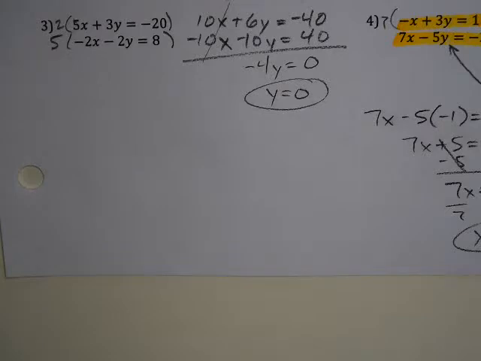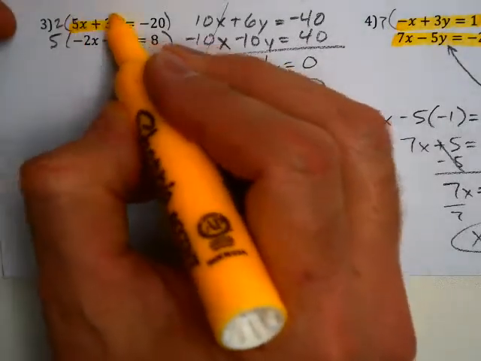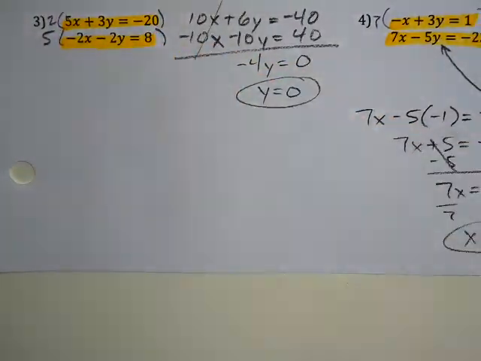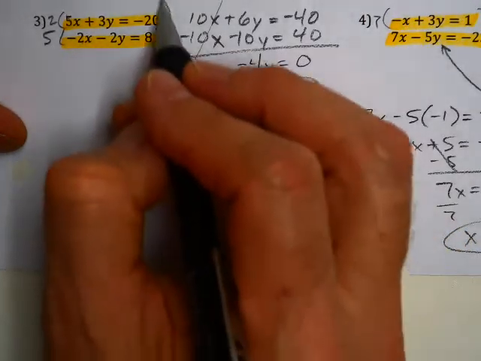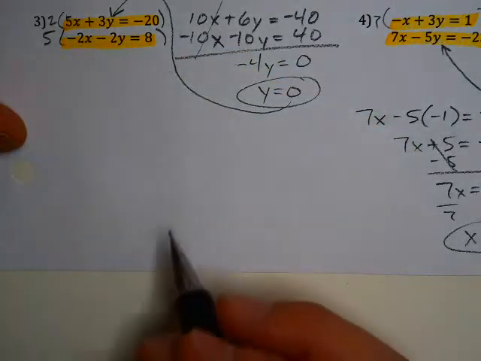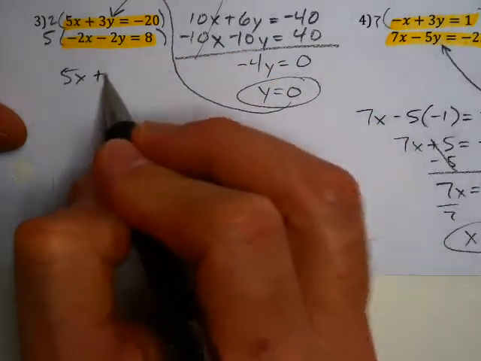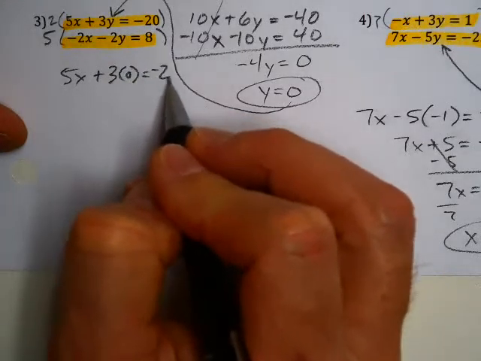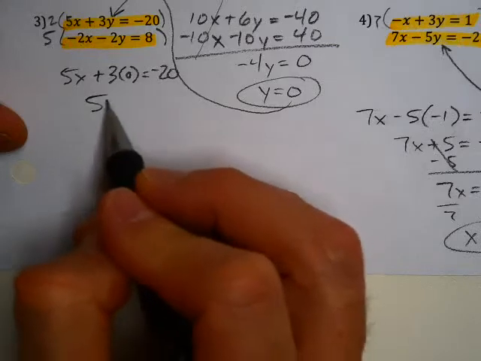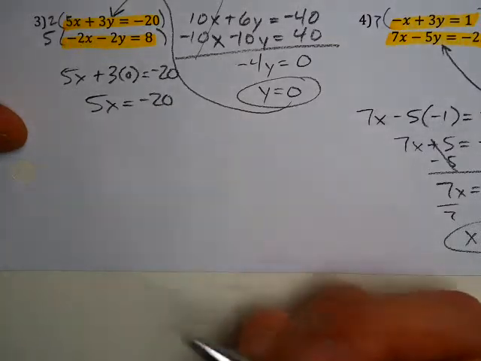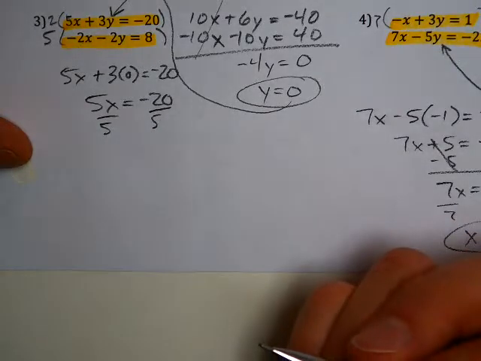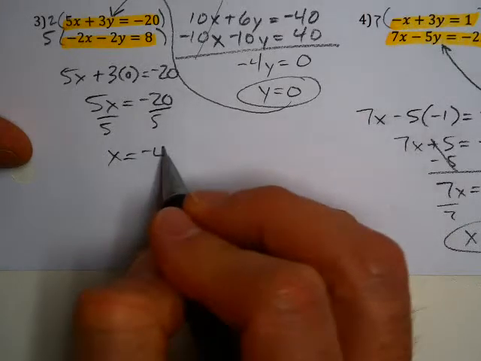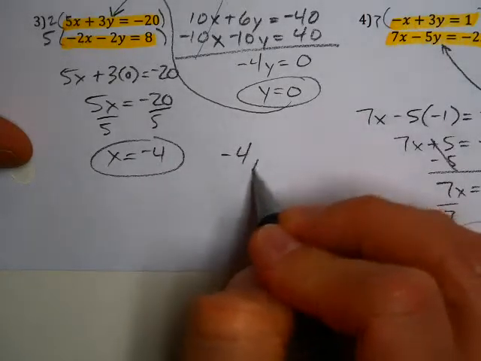And now I can take that 0 back and I can plug it into one of the original equations. Either this one or this one. So what if I put it in, I'm going to put it in the top. Got more positives there. So 5x plus 3 times 0 equals negative 20. So 5x equals negative 20. What does x equal? Negative 4, good. So the point that these guys cross is negative 4, 0.